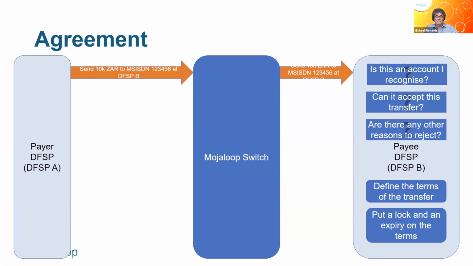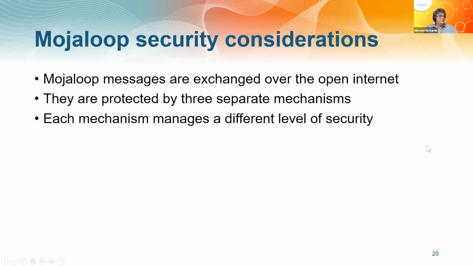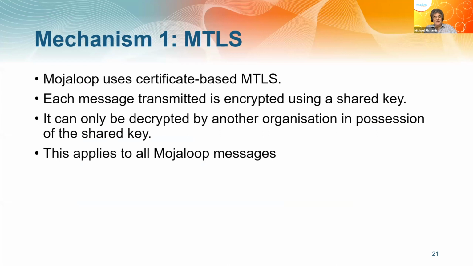So I'm going to spend a little time now talking about security in Mojaloop. Now, as I've said before, Mojaloop messages are exchanged over the open internet. They're protected by 3 separate mechanisms, each managing a different level of security. So the first is mutual TLS. It uses certificate-based MTLS. Each message that's sent in the system is encrypted using a shared key, and it can only be decrypted by another organization in possession of that shared key, i.e. another organization that belongs to the Mojaloop scheme. And all Mojaloop messages are protected like that.